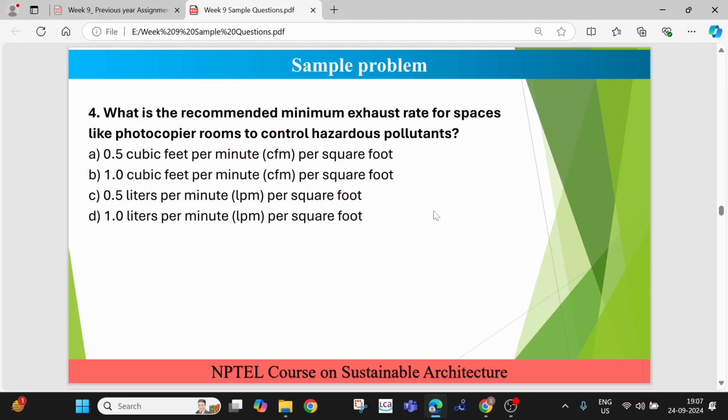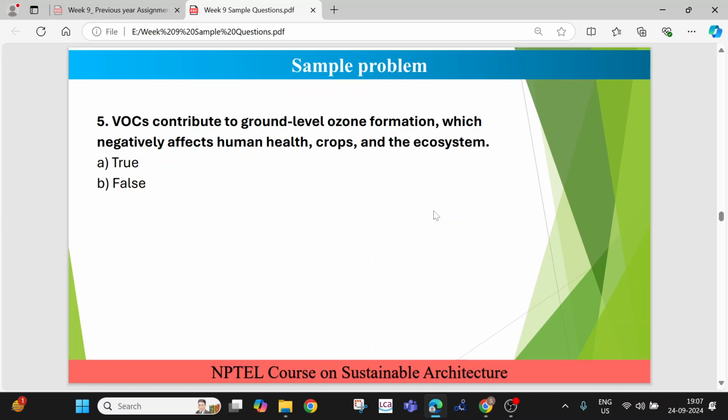If you understood those case studies or examples, then you can answer these questions. So 0.5 is the right answer, option A is the right answer. Is it clear? Yes. Okay. So here's question number 5. So answer this question also, and then we will be moving to the next question.